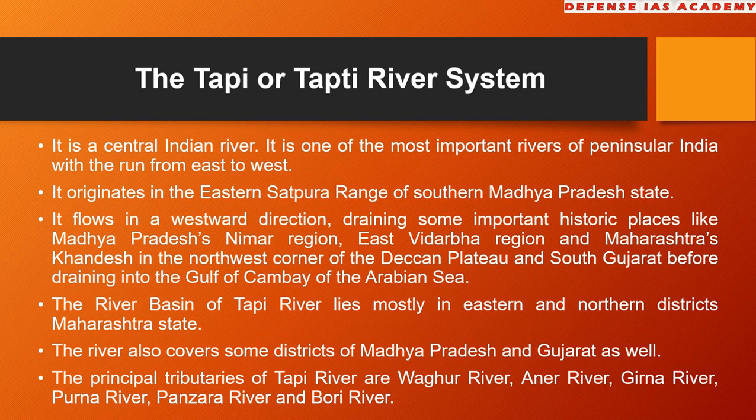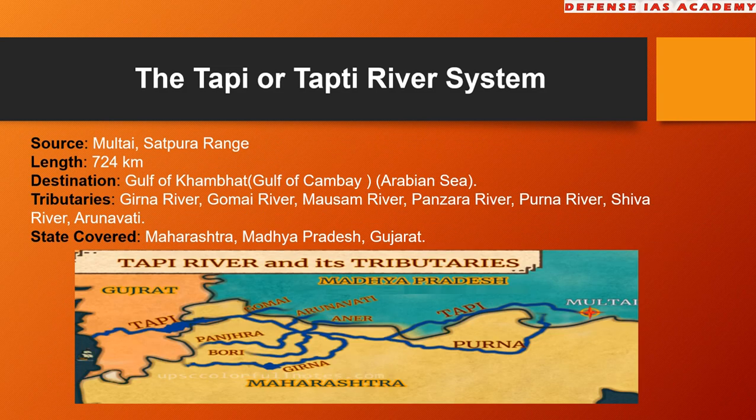The river basin of the Tapi river lies mostly in the eastern and northern districts of Maharashtra state. The river also covers some districts of Madhya Pradesh and Gujarat. The principal tributaries of the Tapi river are the Vagur river, Anar river, Girna river, the Purna river, the Pansar river and Bori river. So the source of the Tapi river is Multai in the Satpura range. The total length is 724 km. The destination is the Gulf of Khambhat in the Arabian Sea.